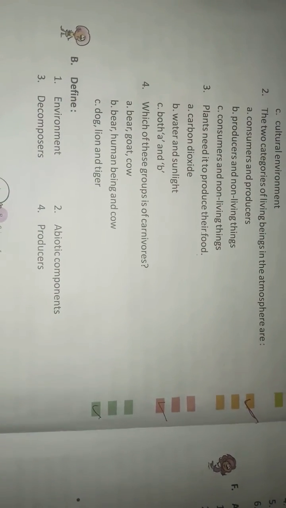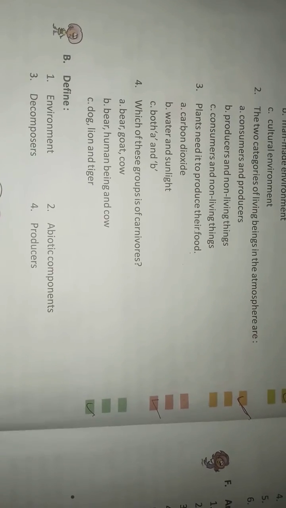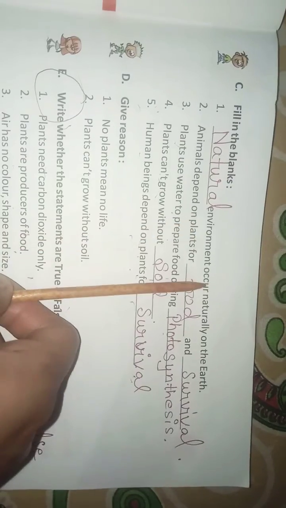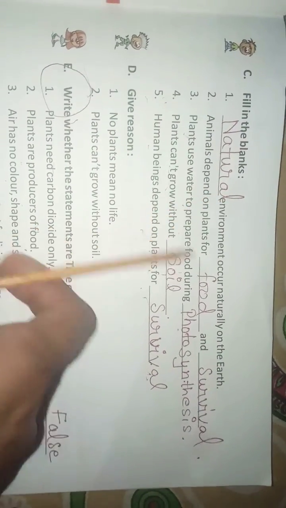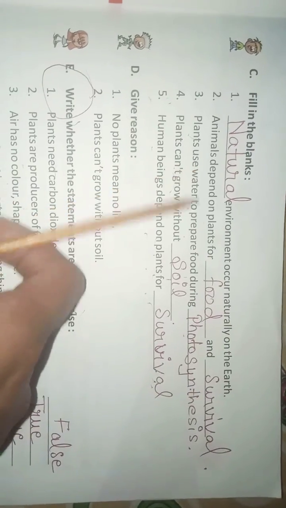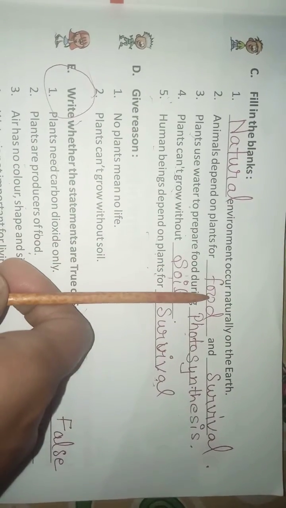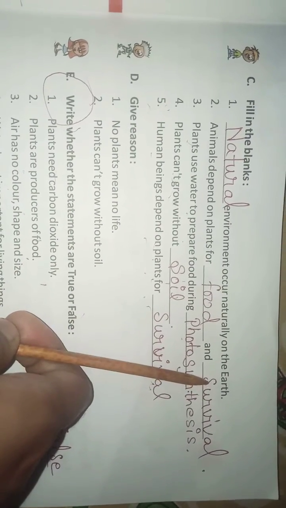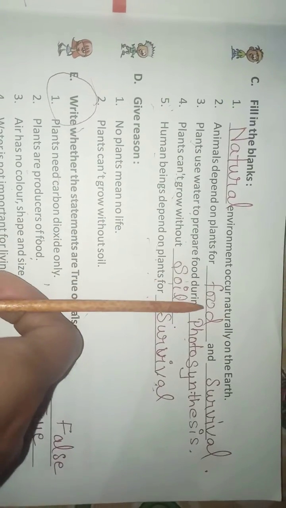Now come to the fill in the blanks. First is, dash environments occur naturally on the earth. Natural environments occur naturally on the earth. Animals depend on plants for their food and survival. Why do animals depend on plants? For their food and for their survival also.